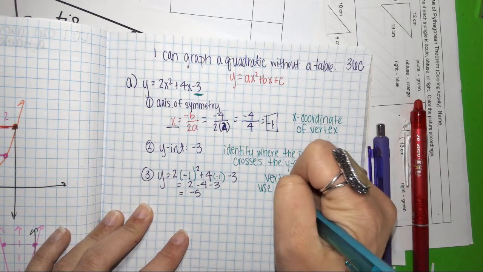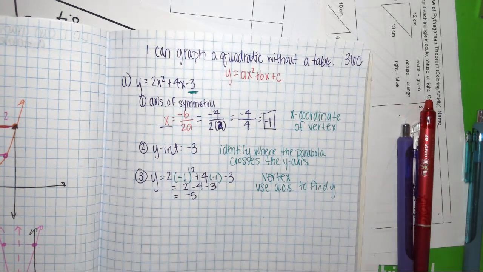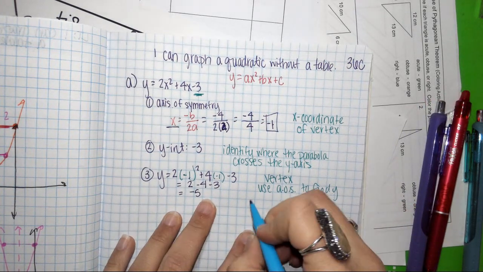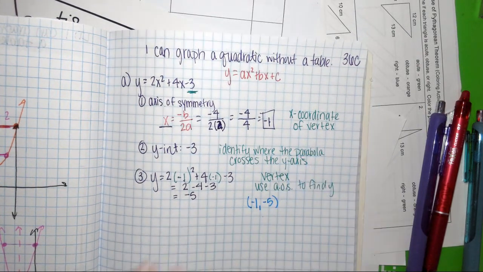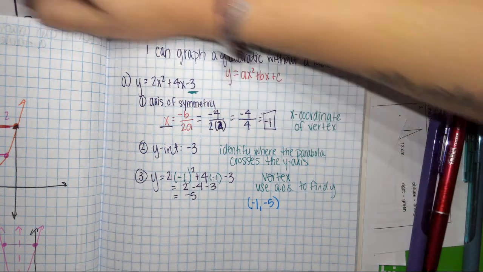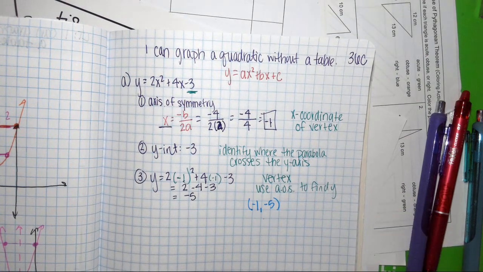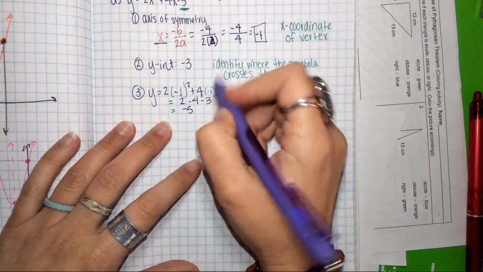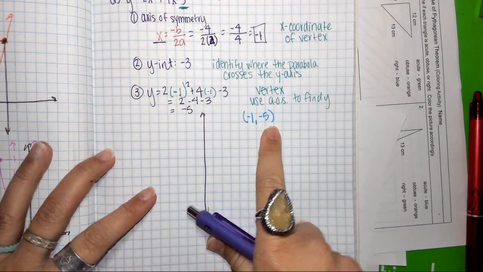And we use the axis of symmetry to find y. And what I want you to start doing, which I noticed that we weren't doing, is write this as a coordinate so that we know to plot this point. It's (-1, -5), and we need to plot that point. Alright, now we're going to use these parts to graph. My vertex is at (-1, -5).